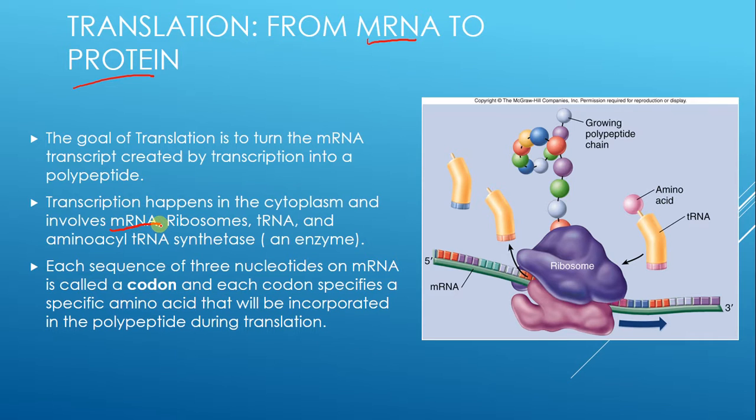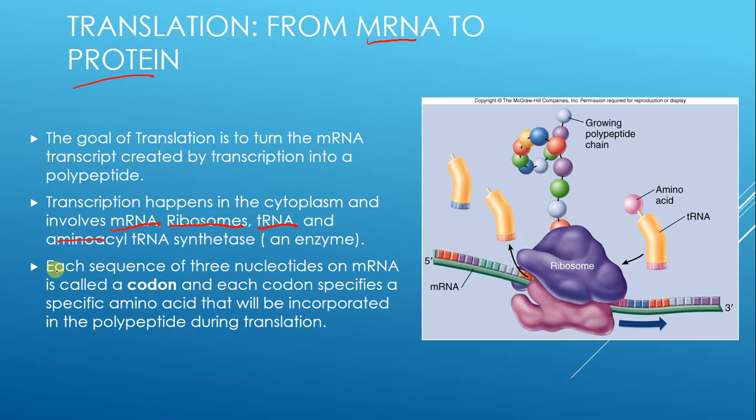One is mRNA, which is familiar from transcription. That's what we made. That's what we turned genetic information into. It's going to require ribosomes, or the organelles that are responsible for actually making the protein. It's going to require tRNA, which is going to be a code reader or decoder, and an enzyme called aminoacyl tRNA synthetase, which we'll talk a little bit about later on.